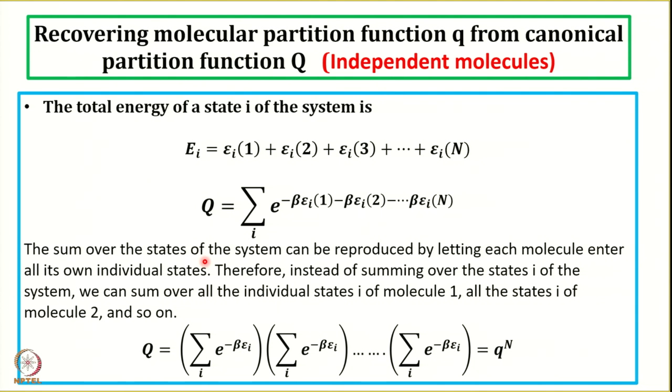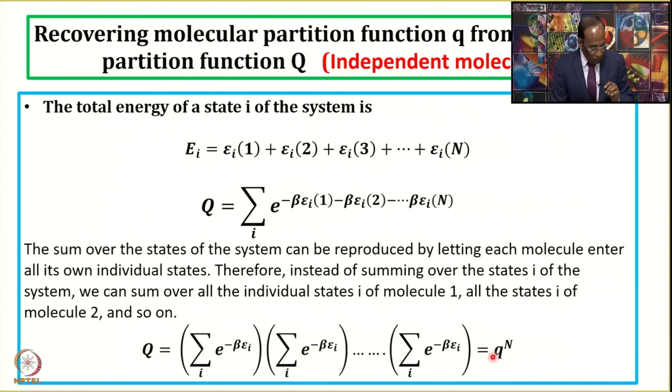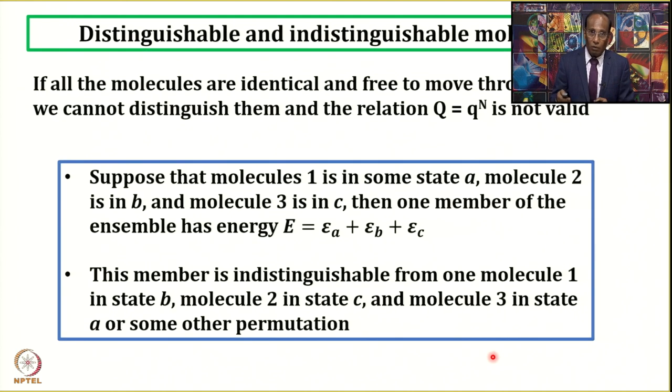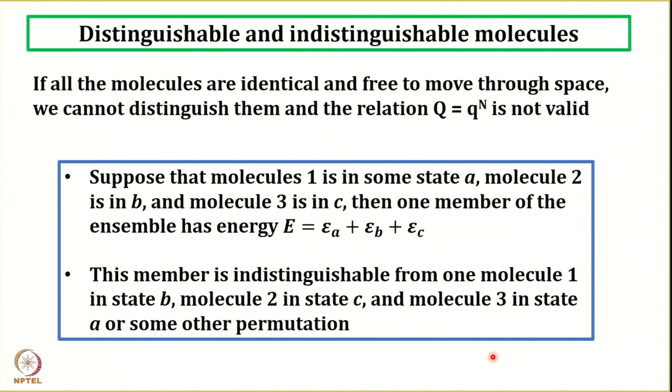Just before discussing that, here is a recap of what we have just done. We expressed the total energy of a state i as the sum of the individual molecular energies, the individual particles' energies in the ith state. Then we put that expression of E_i into the expression for canonical partition function. Then we were able to express this as a product of individual molecular partition functions. So we got the expression Q = q^n. Fine. Now let's switch over to the discussion of distinguishable and indistinguishable molecules. Consider a gas: helium gas, argon gas, nitrogen gas. We cannot distinguish between the molecules. The molecules are indistinguishable from each other.